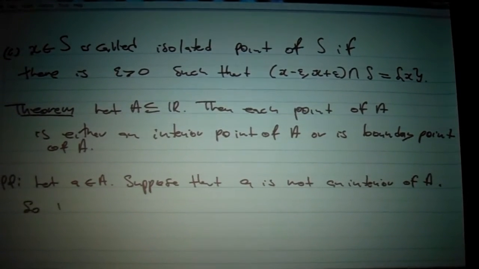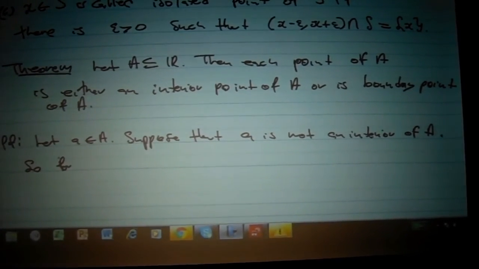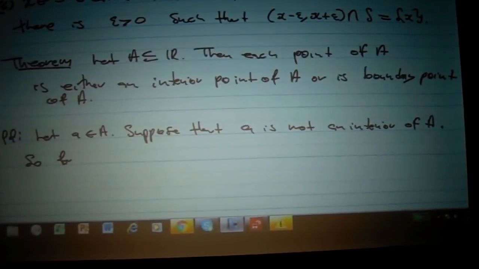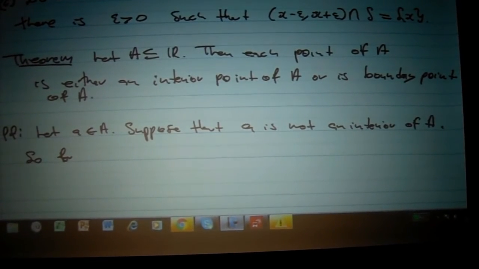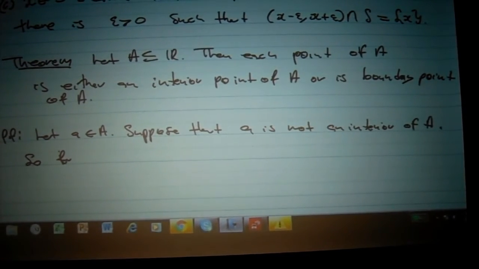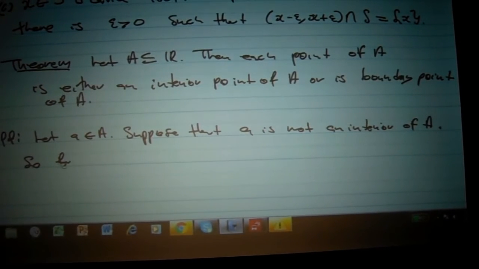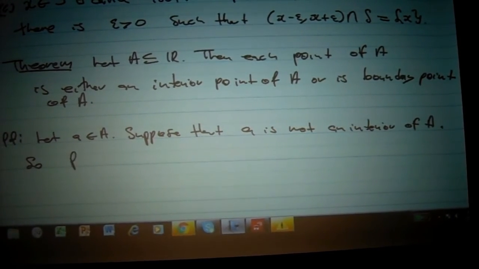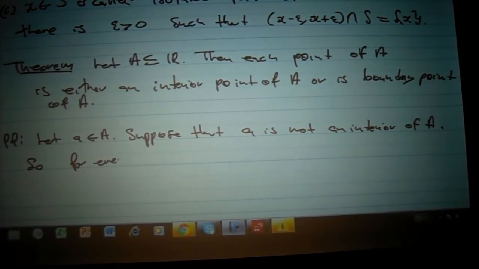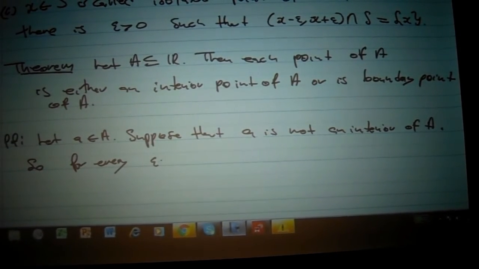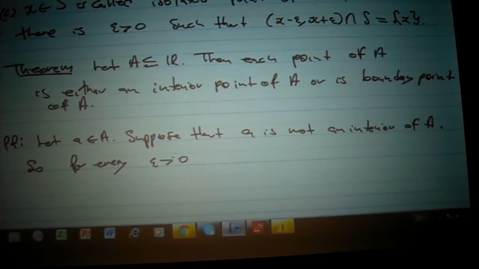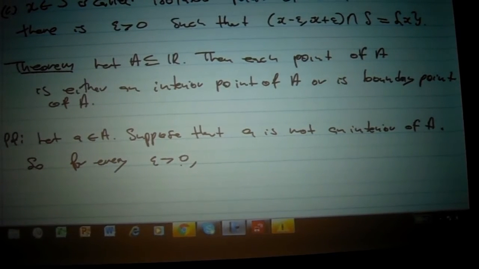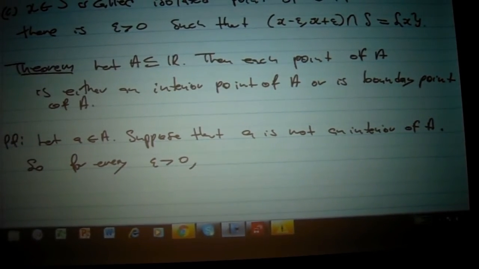So is it for all or is it at least one? The negation becomes for all. Yeah. It's not an interior point if for all epsilon, so for every epsilon positive, what do we say again? What's the definition?